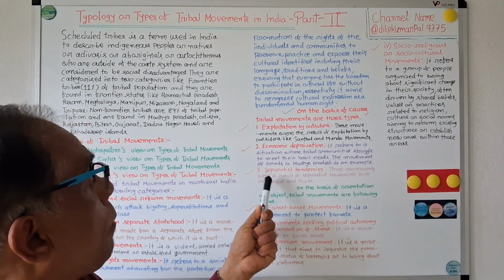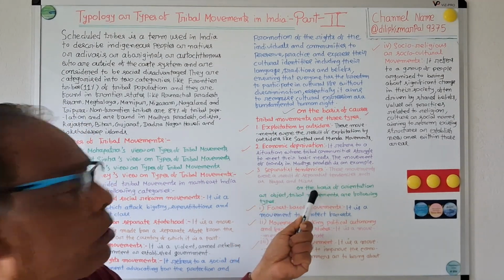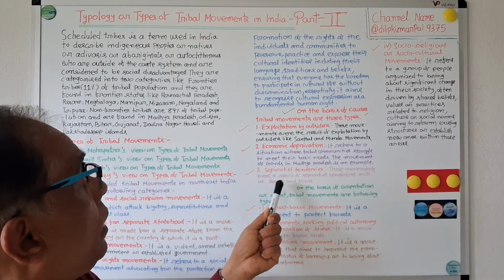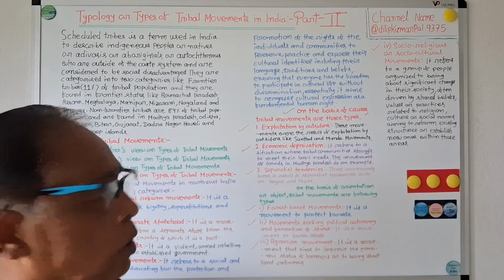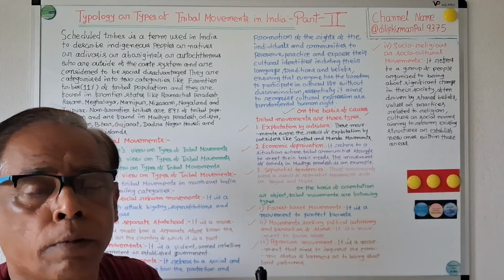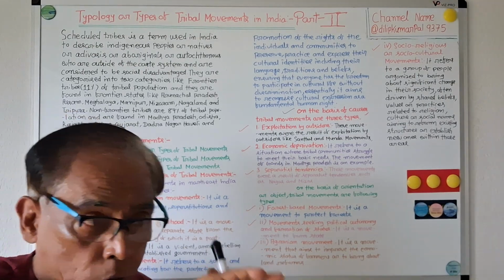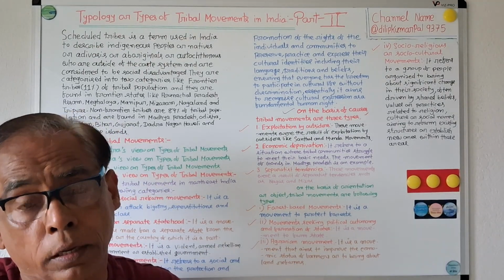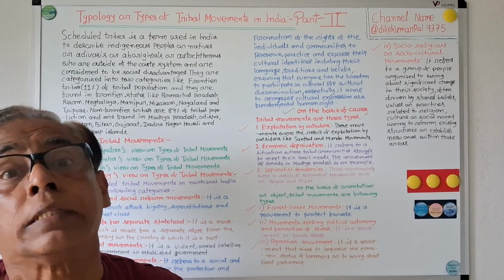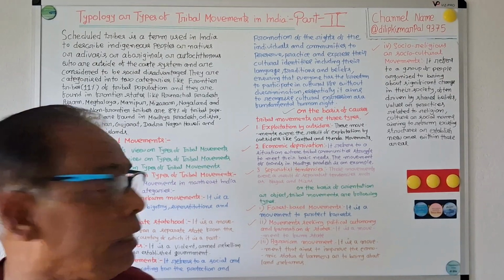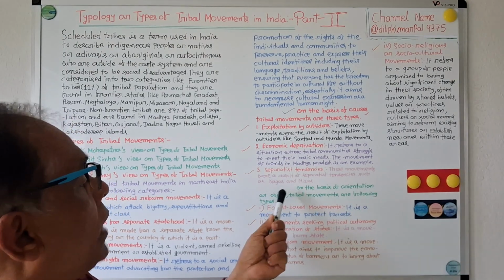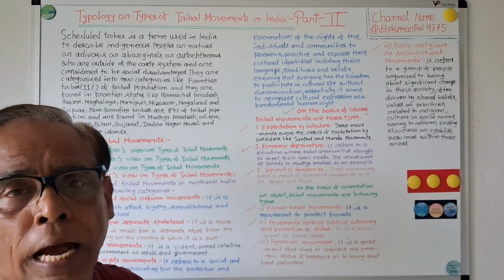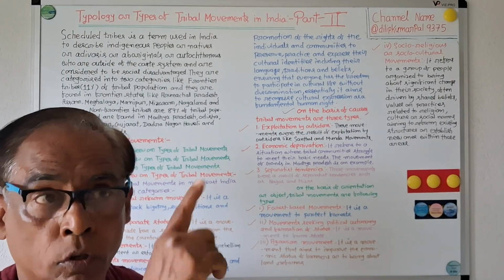Another cause is separatist tendencies. These movements were a result of separatist tendencies such as Naga and Mizos. Whenever any tribal people will try to separate themselves from the country of which they are part, it is a separatist tendency. The examples are Nagas and Mizos. Mizo movement and Naga movement in Northeast India.